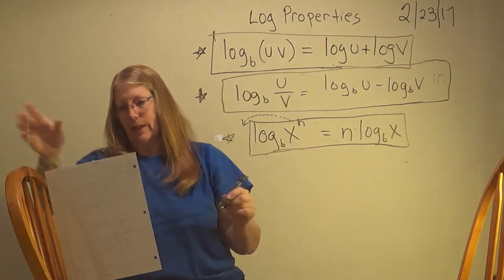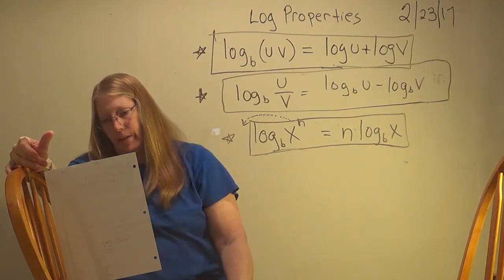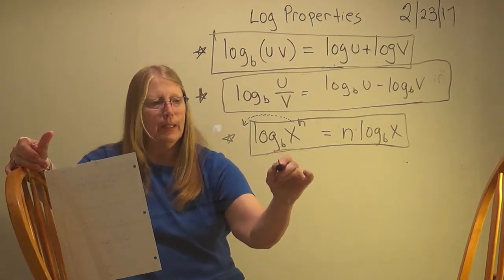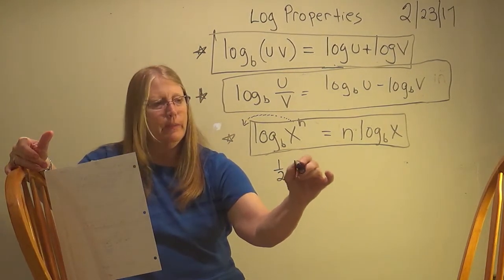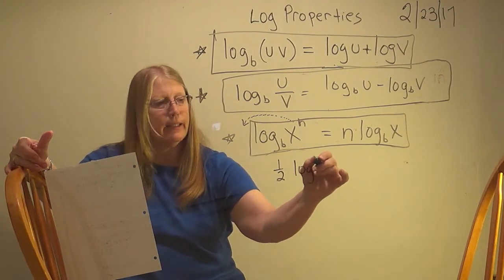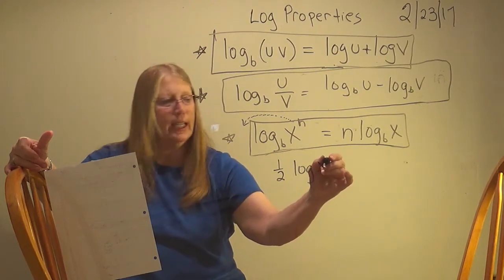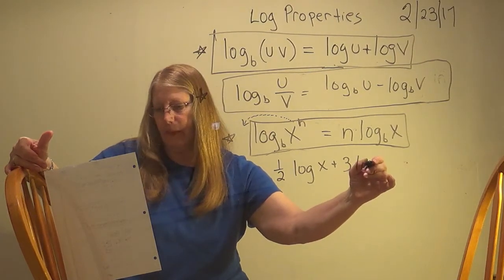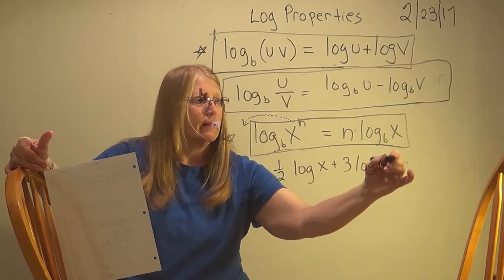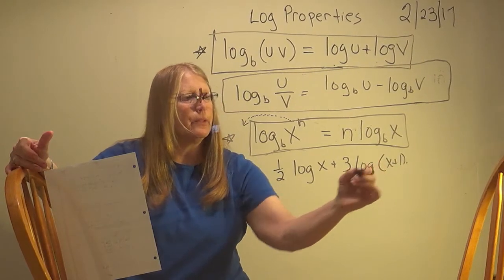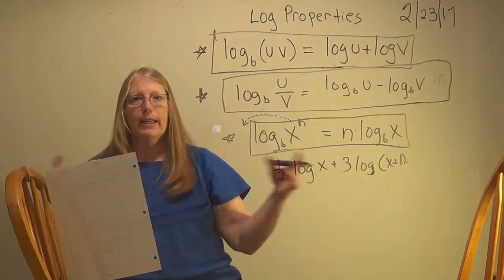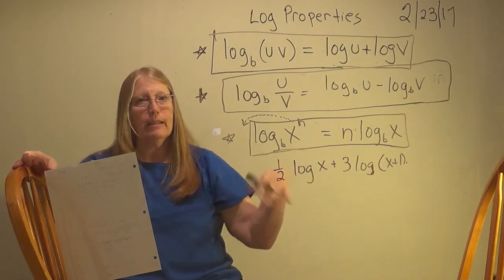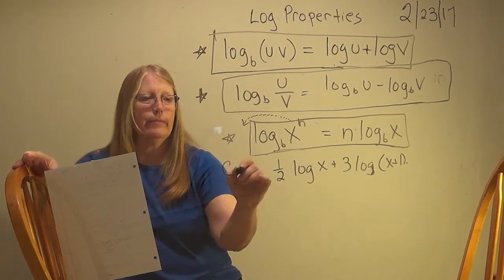All right, so let's look at another kind. This one is already expanded. So we have 1/2 log x, and I didn't write a base, so we understand that it's base 10, log x plus 3 log of x plus 1. All right, so this one is already expanded. I can't use log rules to make it any longer than it already is. So I'm going to ask you to go the other way, and that is condense.